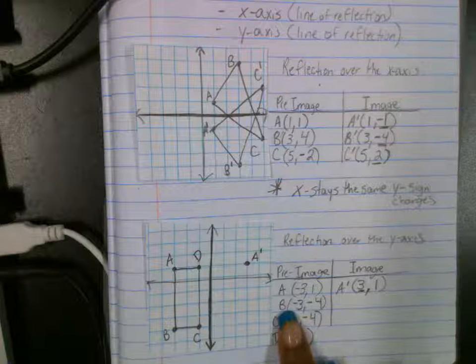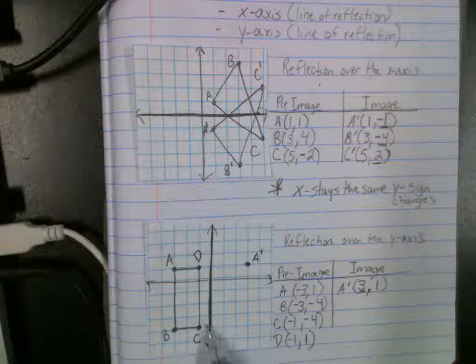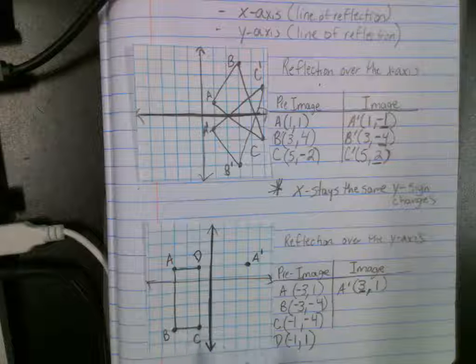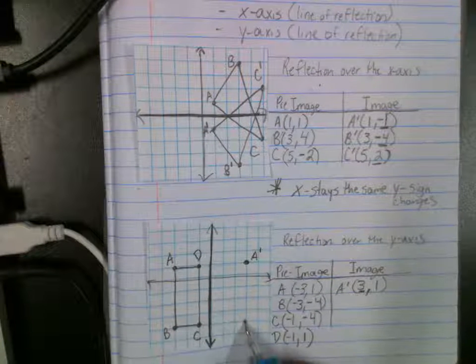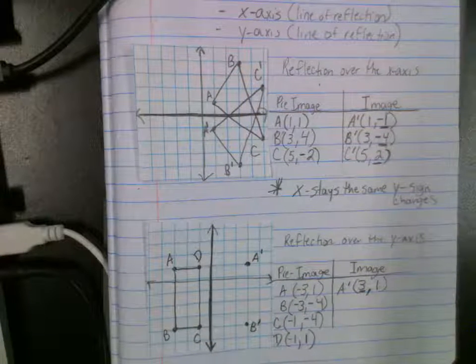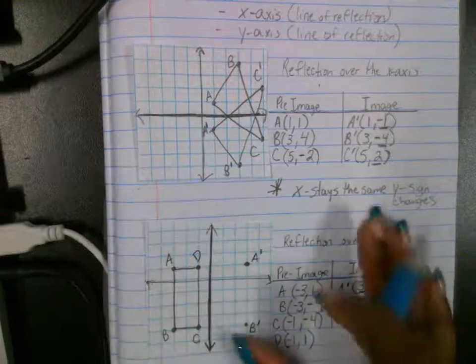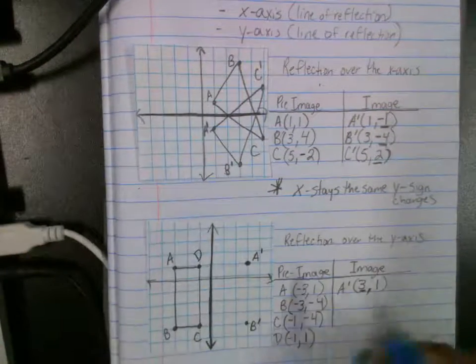Let's look at B now. How far is B away from the line of reflection? 3. So it's going to be 3 on this side. 1, 2, 3. This is B prime. This is the new location for B. I'm flipping it over the Y. If I fold the picture over, this is where it would land.